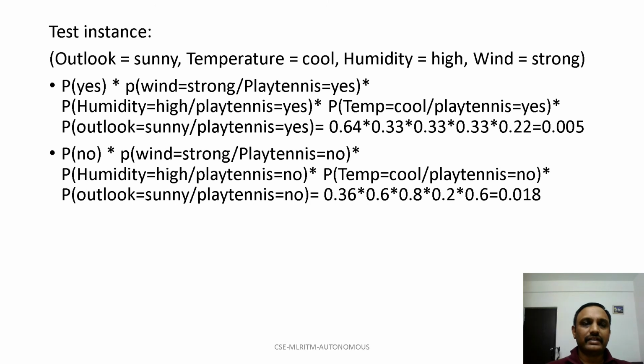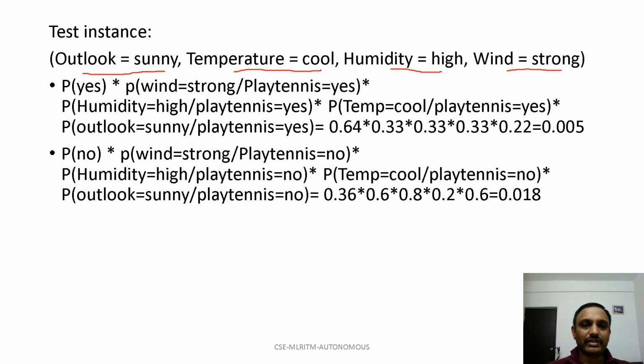Now consider the test instance. Here my test instance is outlook equal to sunny, temperature equal to cool, humidity is high and wind is strong. So on this particular day, is it possible to play tennis or not? We have to find out by using the Naïve classifier. So already you calculated the probability of target outputs, that is the probability of yes and probability of no, and conditional probabilities also you calculated.